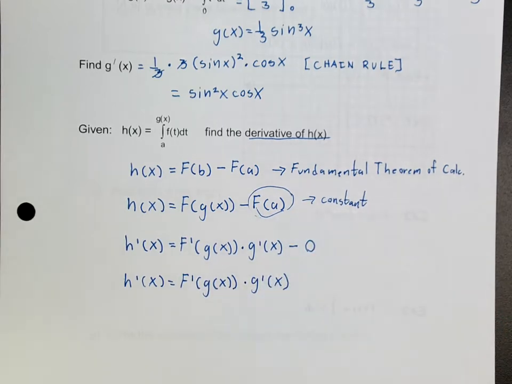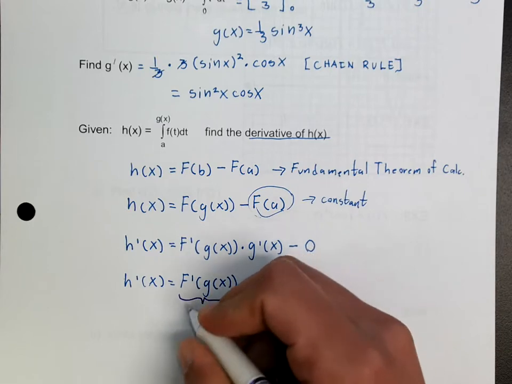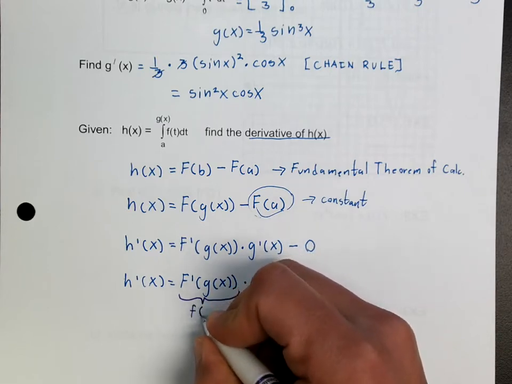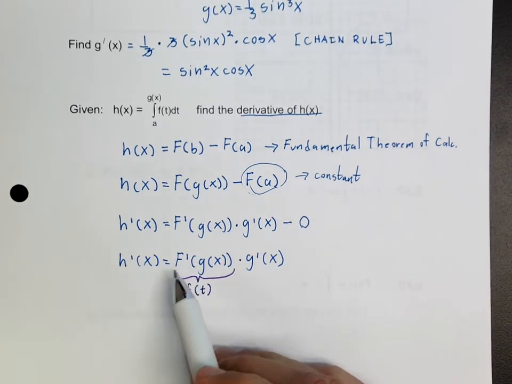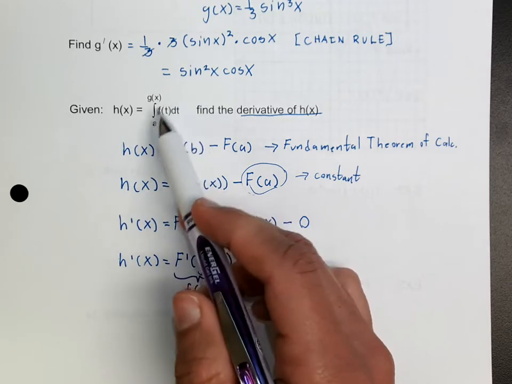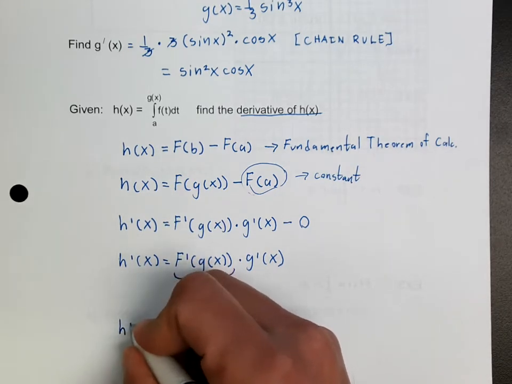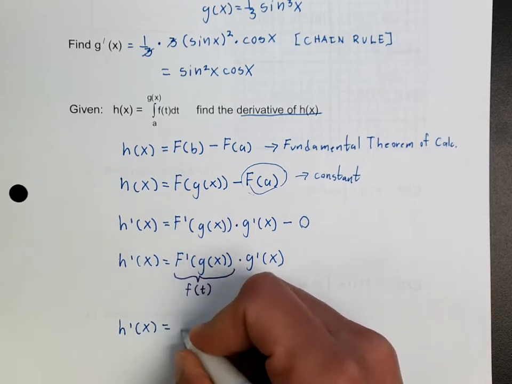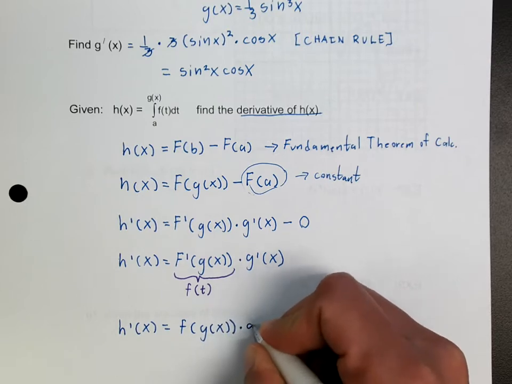Okay. Now, it turns out that this right here is what f of t is. So again, notice that if I take the derivative of this, this would technically be h prime of x right here. Okay, so now that's f of t. So that's going to give us that h prime of x is equal to f of g of x times g prime of x.